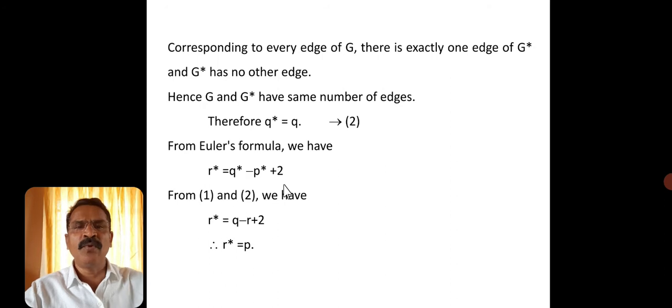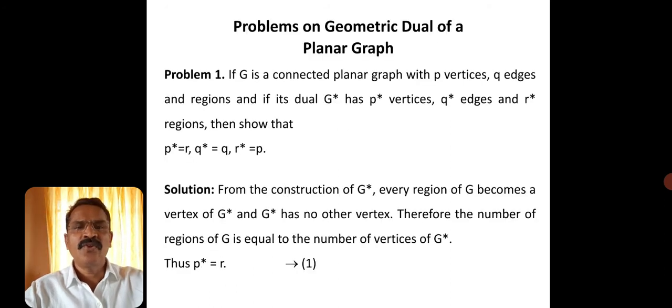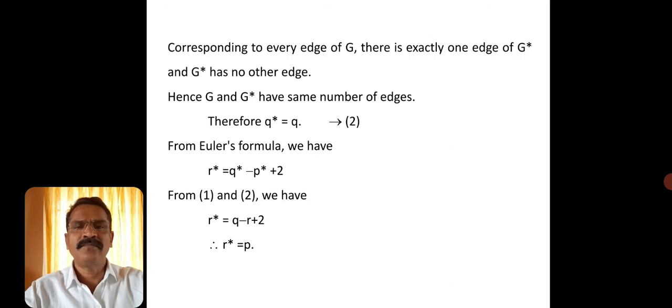So from 1 and 2. So you know already what is 1. So 1 is P star is equal to R. So that if you substitute in the second equation, so you will get R star is equal to Q star, which is nothing but Q, because the number of edges are same in G as well as in G star, minus, already we have proved in the first stage P star is R, so plus 2. So therefore R star is equal to P.